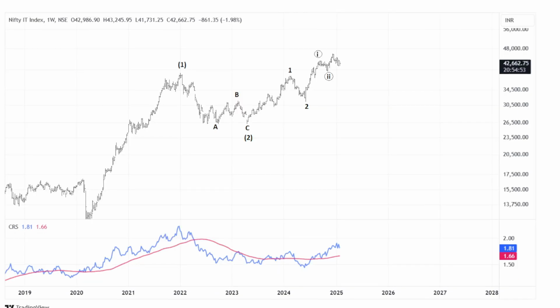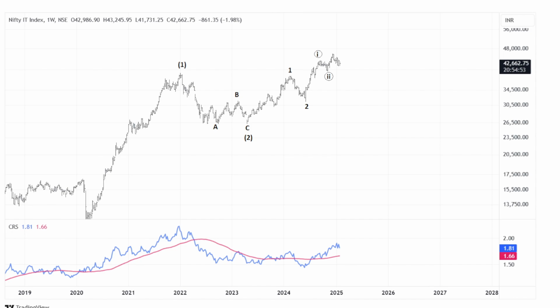On the weekly time frame of the NSE IT index, from the lows of intermediate wave 2, it is now testing intermediate wave 3, of which minor wave 1 and minor wave 2 are complete, and now minute wave 1 and 2, where 1 is complete and 2 seems to be almost complete. This index has to move on from here to confirm this count.